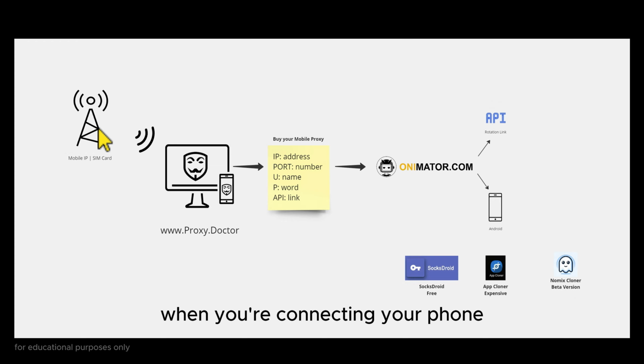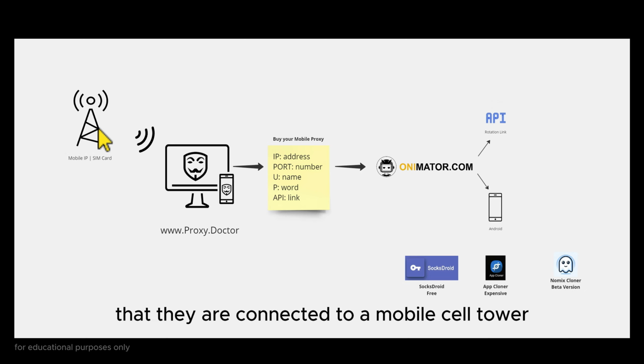When you're connecting your phone with a SIM card to a cell tower, it basically gets an IP address back from that cell tower. That IP address lets any website that you visit with your phone know that it is a cell tower and that it is a mobile IP. There's specific IPs that let social media platforms or apps on your phone know that they are connected to a mobile cell tower.